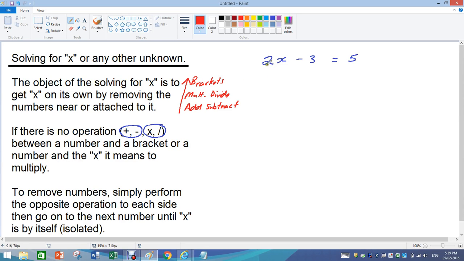So in this example, if there's no operation between a number and a bracket or a number and the x, it means multiply. So in here, this means 2 times x. So it's 2 times x minus 3 equals 5. As we just discussed, we have to get rid of the minus 3 first, because we do addition and subtraction first. Now, the opposite of minus 3 is plus 3. And then we have to do plus 3 on the other side as well. And that keeps the left side equal to the right side if we do the same thing to both sides.